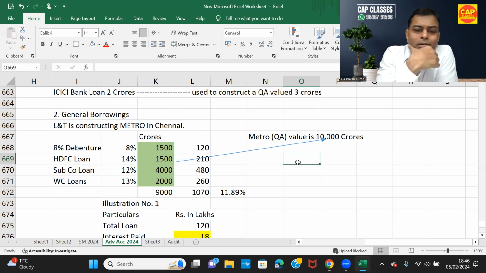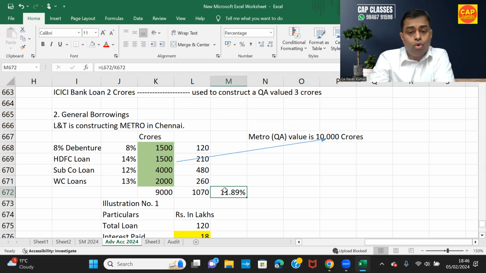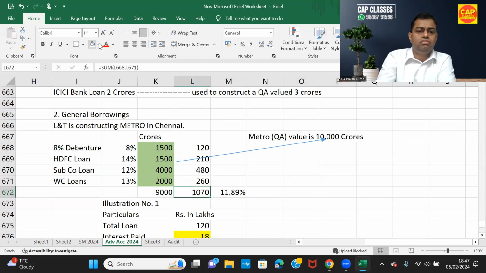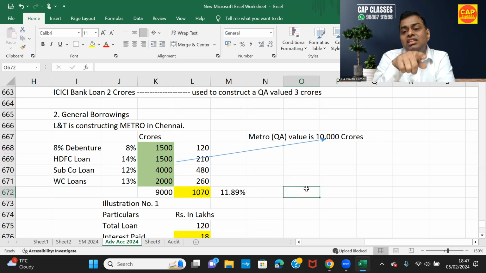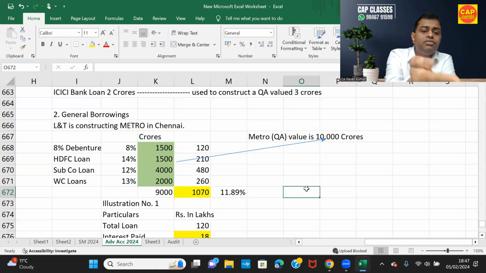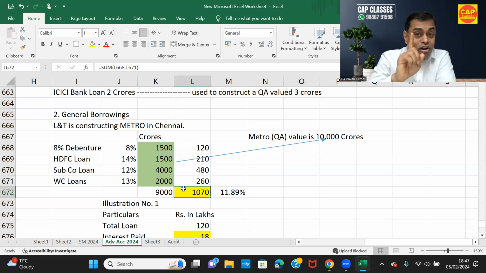Pavan sir, can I apply 11.89% on this 10,000 crores and capitalize? No. Pavan sir, can I capitalize 1070, please? No. But Pavan sir, 1070 is the interest amount I have paid to the debenture holder, HDFC, the subsidiary company, and the bank that has given the working capital loan. I paid 1070. Hold on.